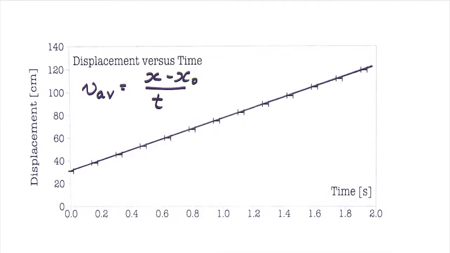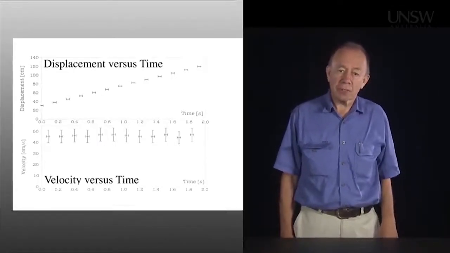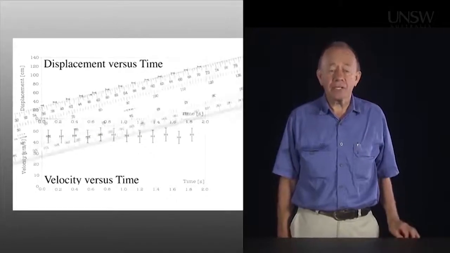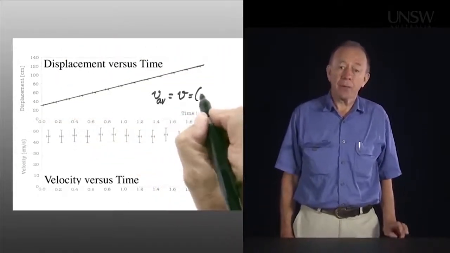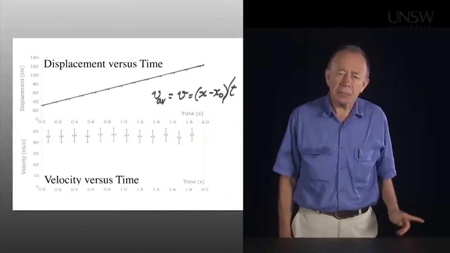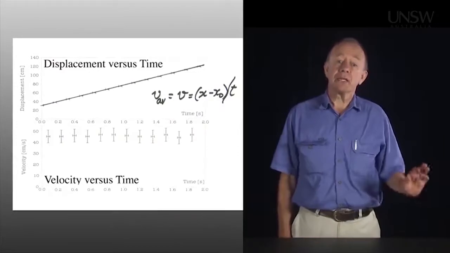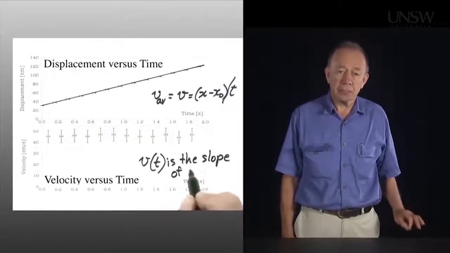In this experiment, it looks as though the velocity is almost constant. Let's plot the velocity as a function of time. Subject to that constant velocity approximation, we can write v average equals v equals x minus x0 over t. So that shows us how to get from displacement to velocity. We take the slope. Velocity is the slope of the displacement graph.